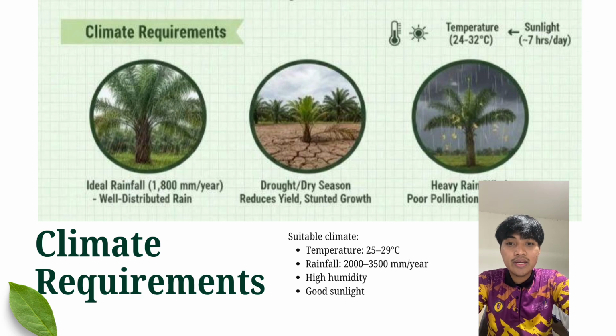High sunshine hours help increase photosynthesis, which allows the palm to produce more energy for growth and fruit formation. Strong winds can damage the palm by breaking leaves, causing crown fracture, or even uprooting young palms. Too much rainfall may also cause flooding and nutrition loss, while prolonged drought can reduce fruit production and even cause palm death.